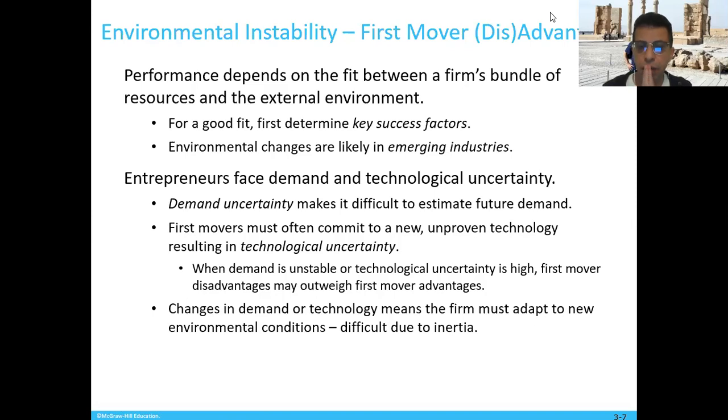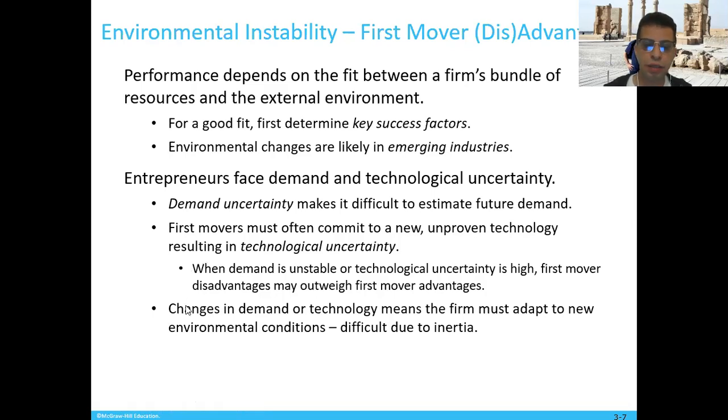But when demand is unstable or the technology uncertainty is high, first mover disadvantage may outweigh the first mover advantage. So if you don't have enough knowledge about the market, experience, not just knowledge, because the knowledge you built in a private university and working with the companies. But if you're going with a new product, you might run into uncertainty, and there is some solution to manage this disadvantage.